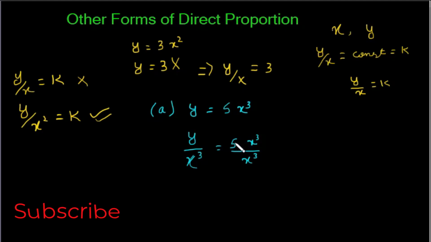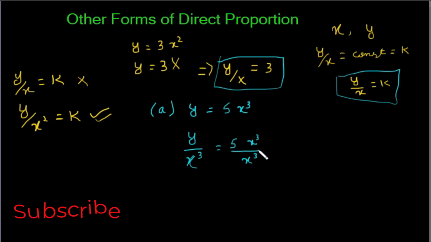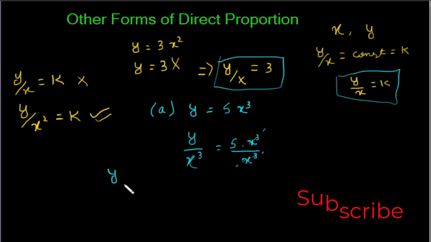because I want to isolate this 5, or want to have a constant number on one side of the equality to fulfill this condition. Okay, so this will cancel with each other, and here we have y by x cube is equal to 5. So this is a constant, and here I can easily replace this 5 with k. When this happens, I would say that y is directly proportional to x cube and y is not directly proportional to x. I hope this makes sense to you.